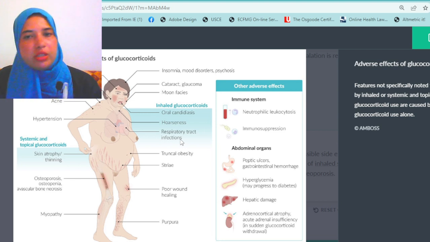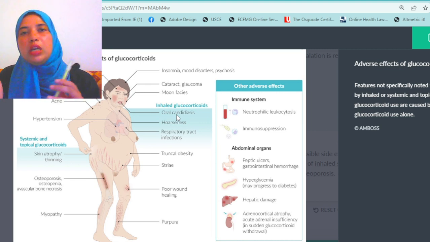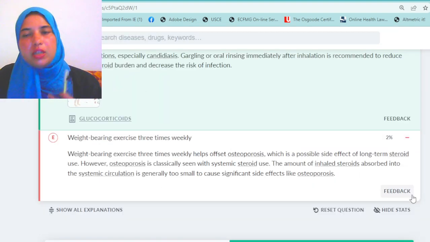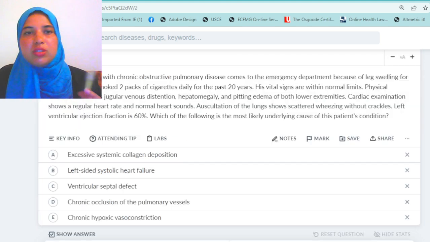They also have other adverse effects on the immune system. This is super important: neutrophilic leukocytosis, immune suppression. Abdominal organs: you're going to have ulcers, hyperglycemia, hepatic damage, all of these things. So again, it's really nice. You have these images, these x-rays, these histology pictures, the overlay that's on them. So it's a whole learning process. It's not just questions and answers and that's it. So you're definitely getting an experience, and it feels, to be honest, very fun. I really enjoyed using AMBOSS during my study period.